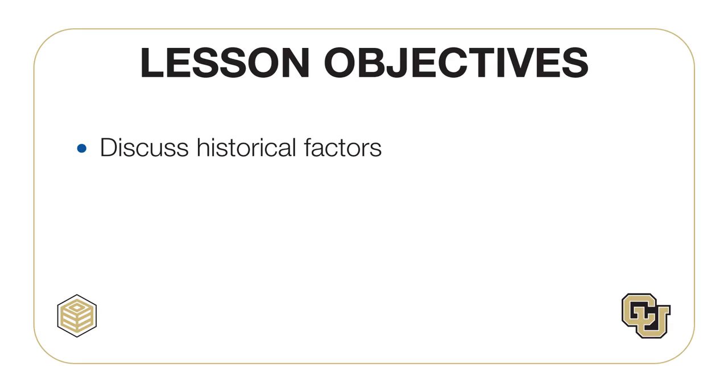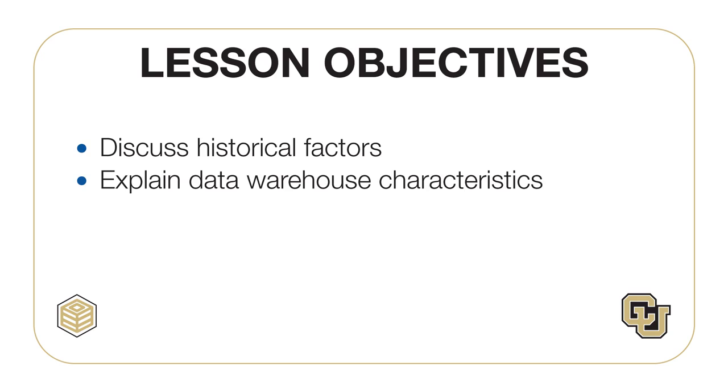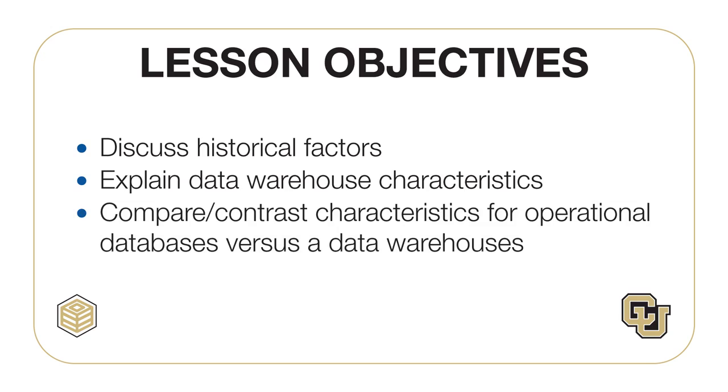This lesson provides informational background about data warehouses as a context for detailed skills that you will develop in other modules. You have 3 learning objectives in this lesson today. You should be able to discuss historical factors that drove the development of data warehouse deployment and technology. In your own words, you should be able to explain characteristics of data warehouses. To clarify your understanding of operational databases and data warehouses, you should be able to explain several differences between the 2 types of databases.